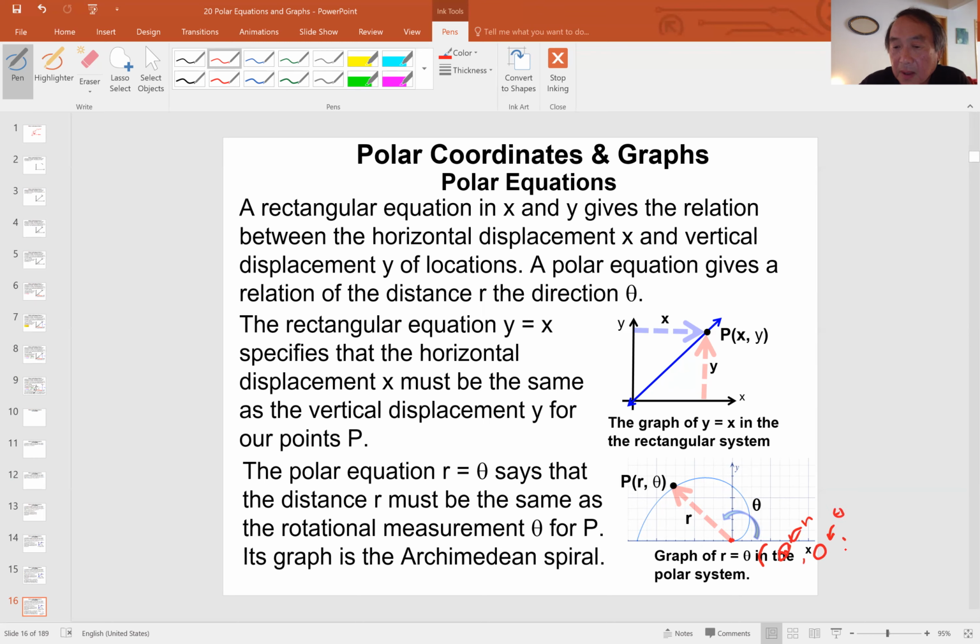Theta is 0. And at this point, theta is now pi over 2, the angle, 90 degrees. And pi over 2 is approximately 1.57. So the distance r is roughly 1.57. This is the polar coordinate.